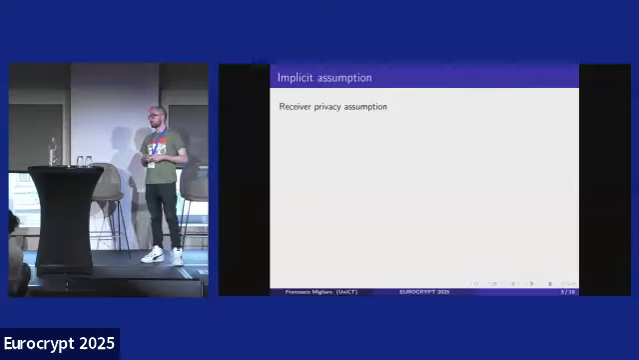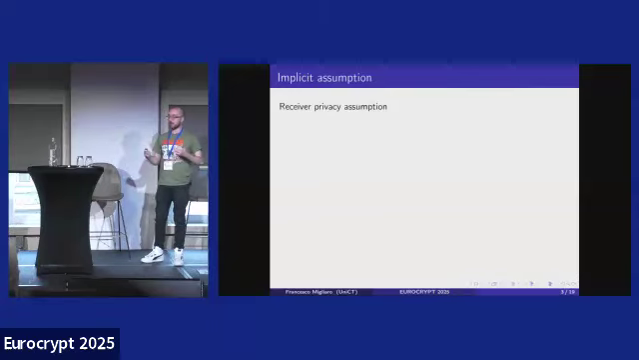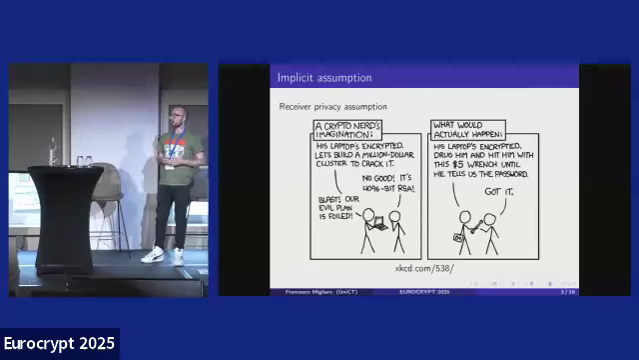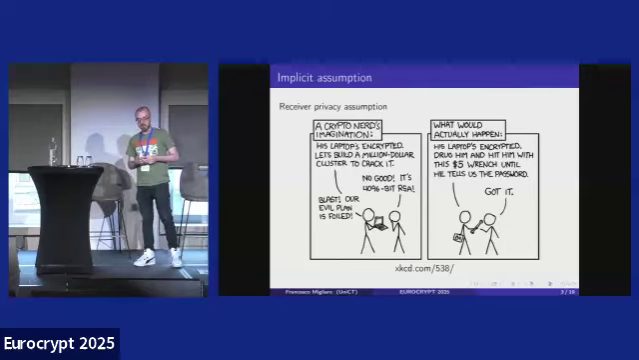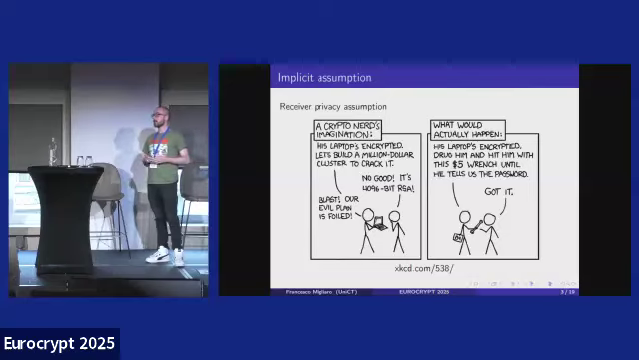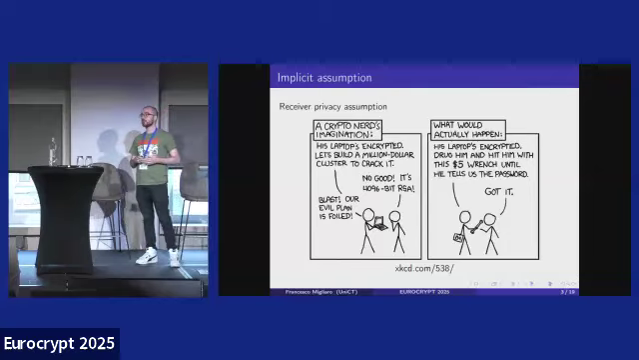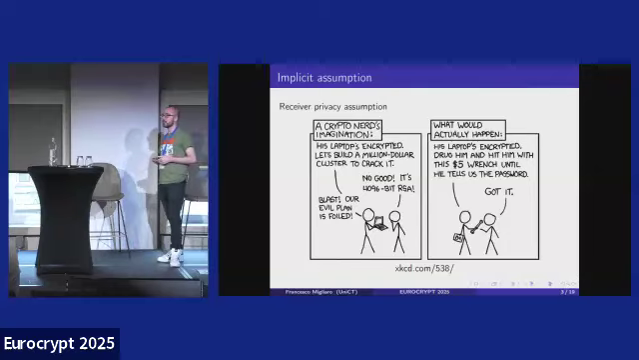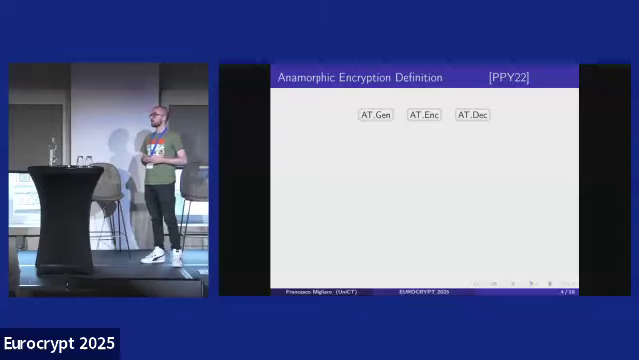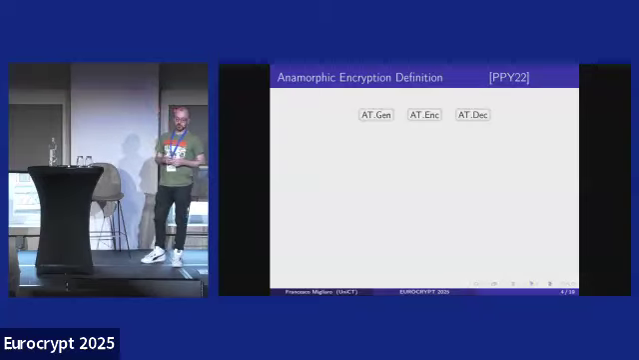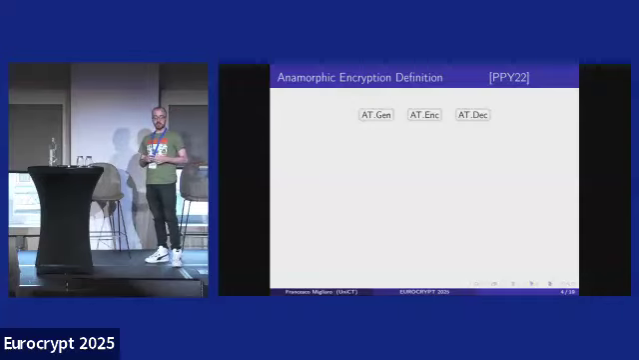And if you think that this is not an actual threat, then the comics will explain better than even my words. Indeed, in all of cryptography, we always have an implicit assumption that we call the receiver privacy assumption, which essentially states that we have secrets that we can keep secret. But an adversary that can ask for your secret key may exist. So how can we obtain privacy against such a strong adversary using anamorphic encryption?